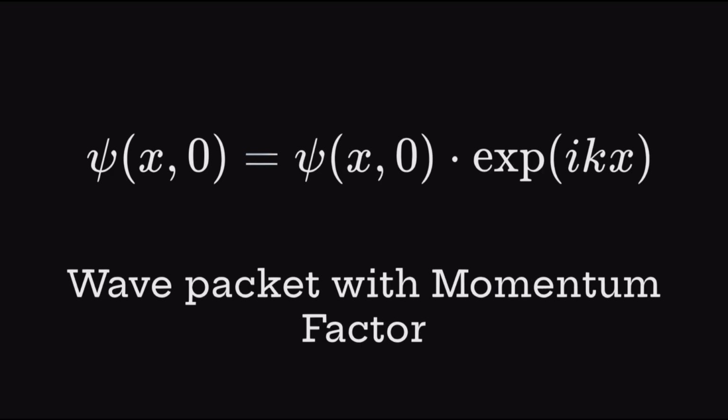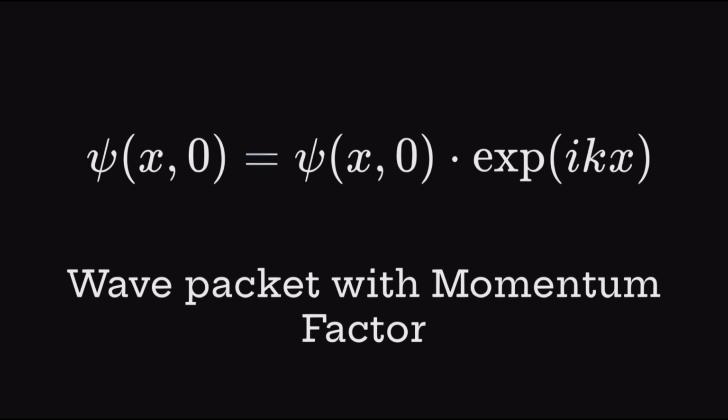This formula shows how we modify an existing wave packet to include momentum, making it move rather than remain stationary. If you recall from slide 10, the wave packet starts as a localized bell-shaped curve centered around a specific position, x naught. Here, we add a momentum factor to this wave packet. As you know, this is psi of x and 0, which is a smooth bell-shaped curve centered at a particular position. This is e to the power of ikx.